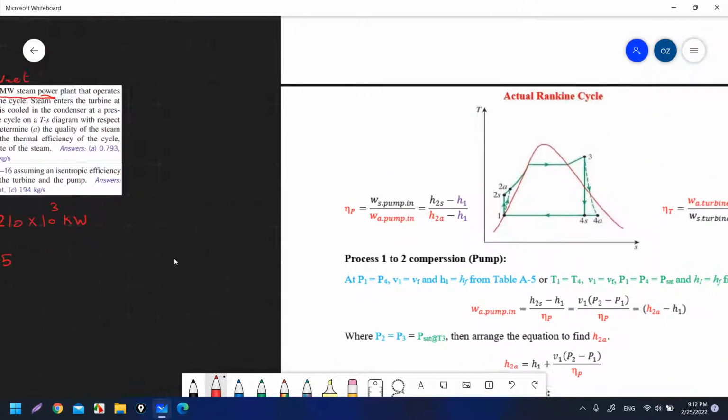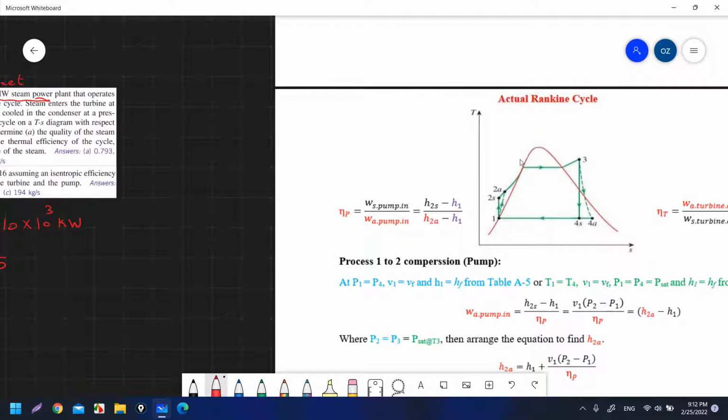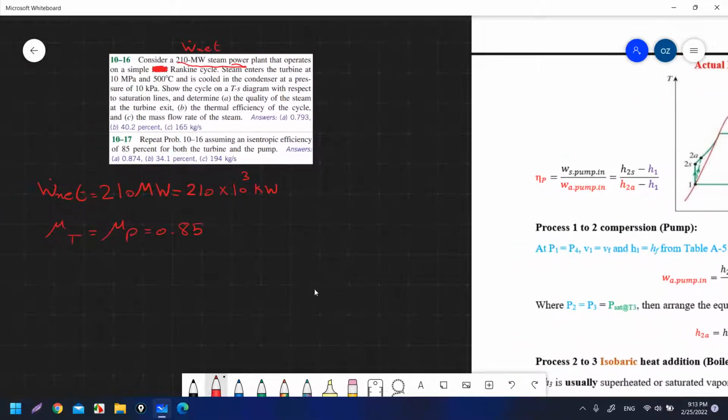Here is the TS diagram for the actual Rankine cycle. In the ideal cycle we have isentropic compression and isentropic expansion, but here we don't have isentropic processes. So we will go to the right and up in the compression process, and right and down in the expansion process. That is the difference between the actual and ideal Rankine cycle in the TS diagram.